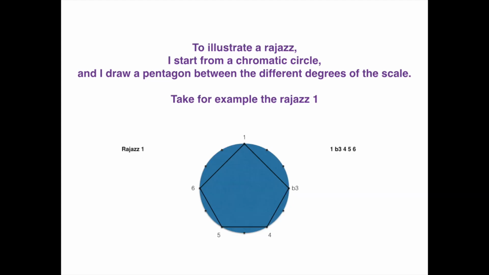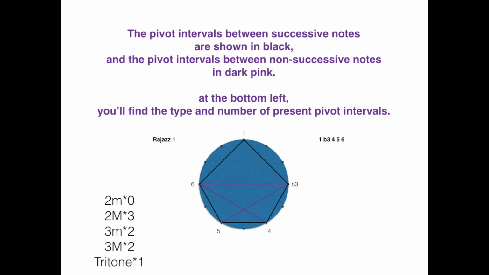To illustrate a Rajazz, I start from a chromatic circle, and I draw a pentagon between different degrees of the scale. Take, for example, Rajazz 1, which is 1, flat 3, 4, 5, 6. The pivot intervals between successive notes are shown in black, and the pivot intervals between non-successive notes in dark pink. At the bottom left, you'll find the type and number of present pivot intervals.